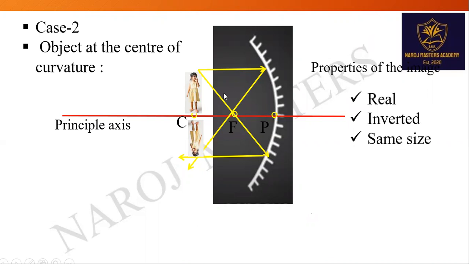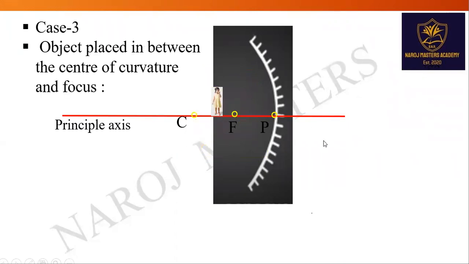Now move the object a little bit towards the mirror, and place it between the center of curvature and the focus. Then see where we will get our image. Now look at here, compared to the first case and this case. In the first case, the image is formed between C and F. In the second case, the image has moved a little bit away from the mirror, to C.